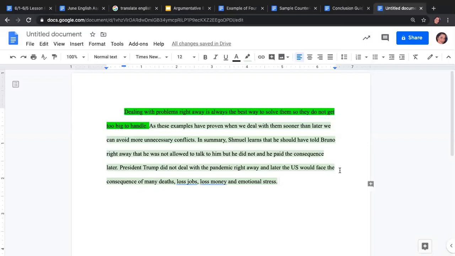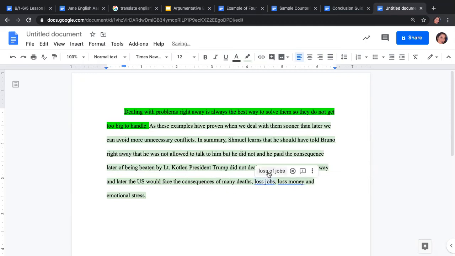Okay, and then I didn't really write what the consequence was. Paid the consequence for Shmuel. Because I want to be specific, right? So I put that in the summary: Shmuel learns that he should have told Bruno right away that he was not allowed to talk to him, but he did not, and he paid the consequence later of being beaten by Lieutenant Kotler. My other example, President Trump did not deal with the pandemic right away, and later the U.S. would face the consequences of many deaths, loss of jobs, loss of money, and emotional stress.